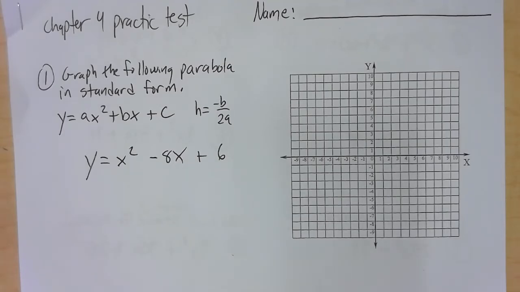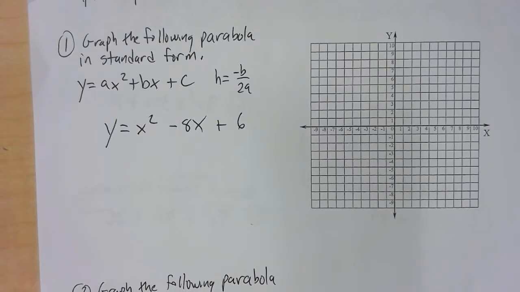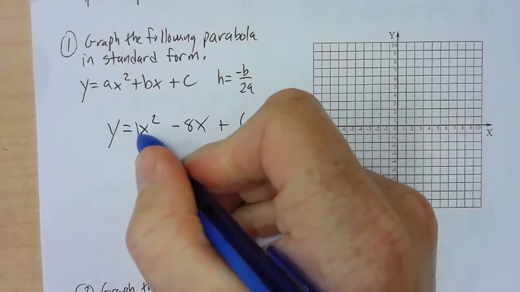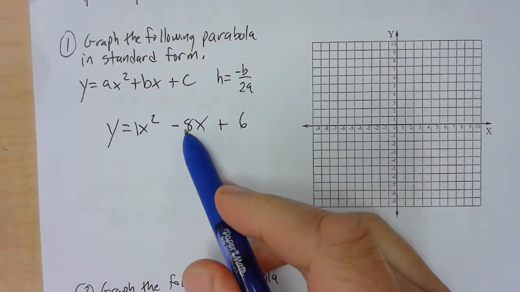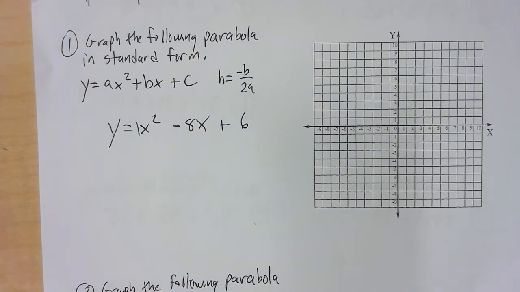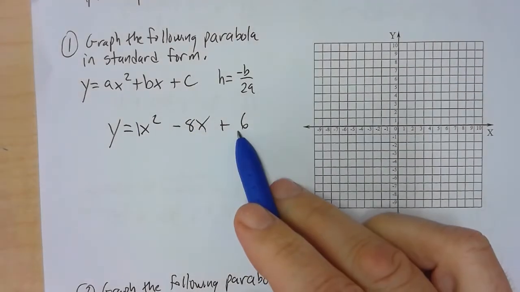All right, here's the Chapter 4 practice test. The first thing we're going to do is graph this parabola in standard form. A is 1, there's nothing in front there, so that means A is 1, B is -8, and C is 6. We will use C later on in the chapter, and it's also the y-intercept.